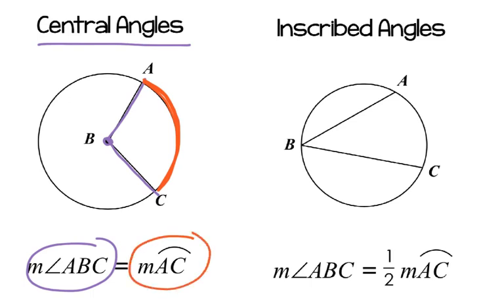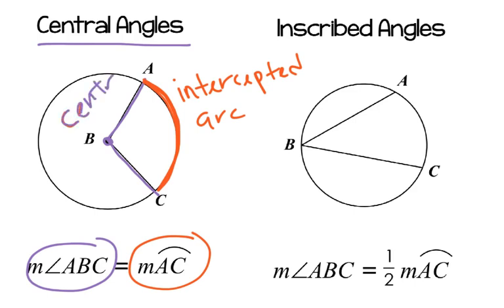So in red is your intercepted arc. And in purple, that is your central angle. And the thing that you have to know about them is that they're equal to each other. So let's say that I knew the measure of the angle was 70 degrees. Then I would automatically know that the arc was also 70 degrees. So that's all you have to know about central angles.